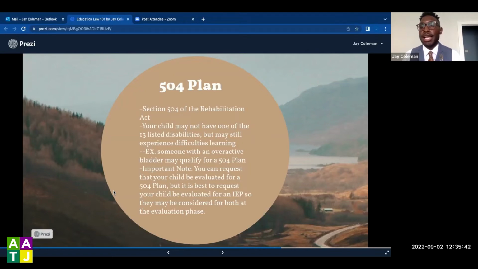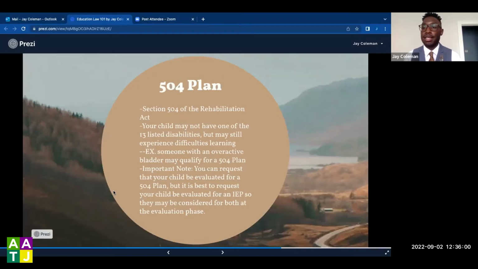For example, the class may have an hour to take a test, but maybe your child has anxiety, so they need an hour and 20 minutes. The 504 plan will have that written in, that Jay Coleman needs extra time taking his test. So you need to make sure that he's given 20 minutes extra to take the test.